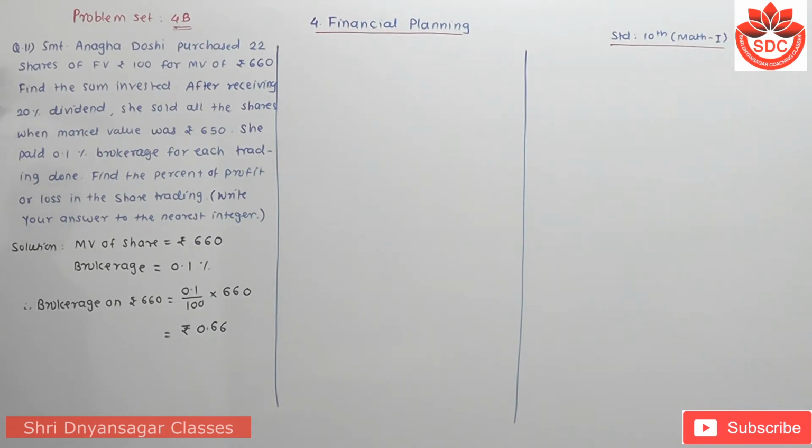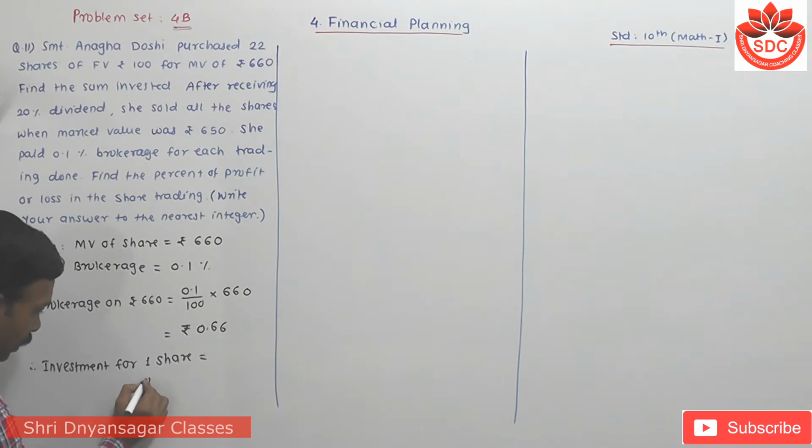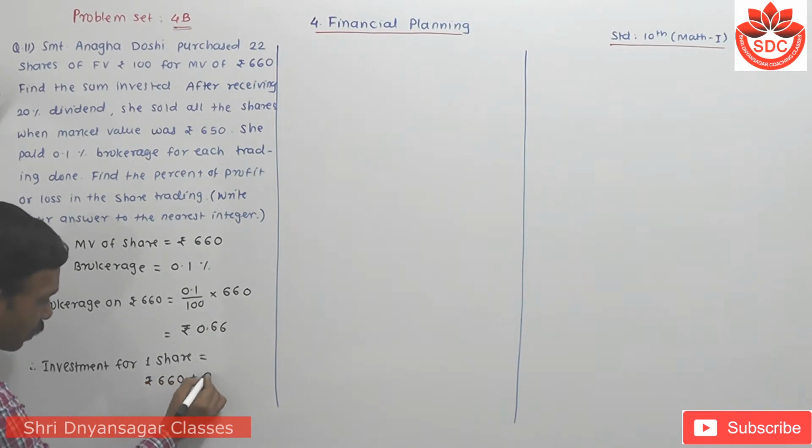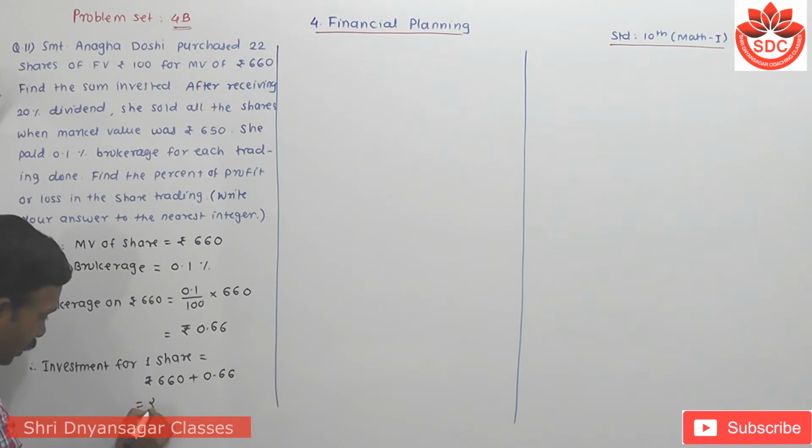Therefore, investment for one share is equal to, we have to add this brokerage to this value of the share, means rupees 660 plus 0.66 is equal to rupees 660.66. 660.66 is the investment for one share here.